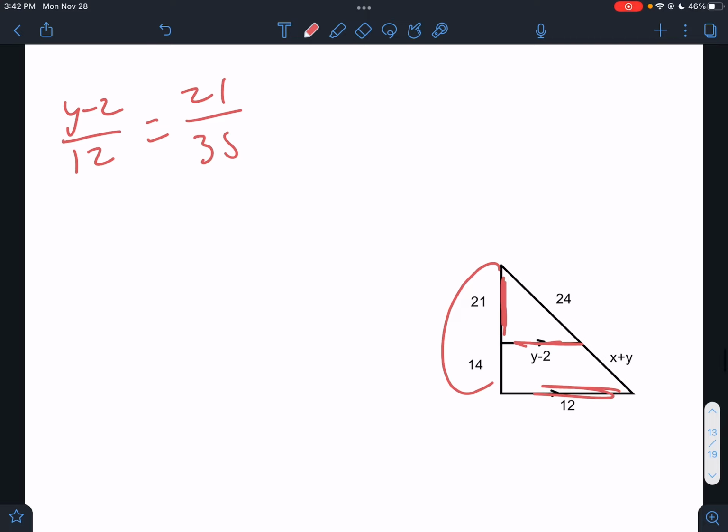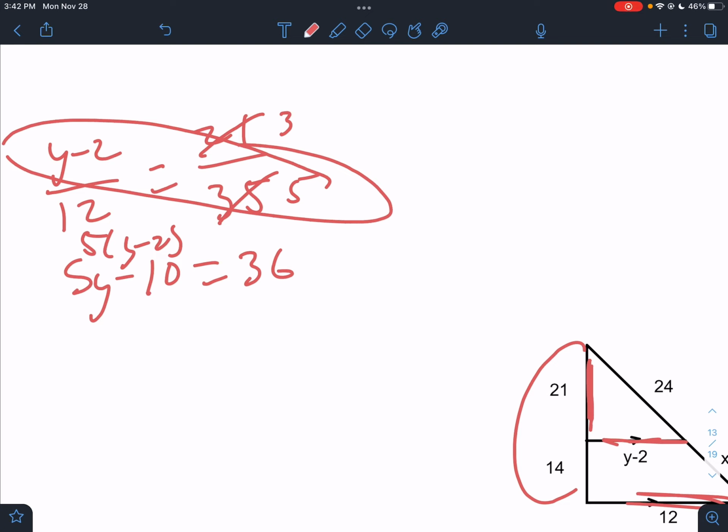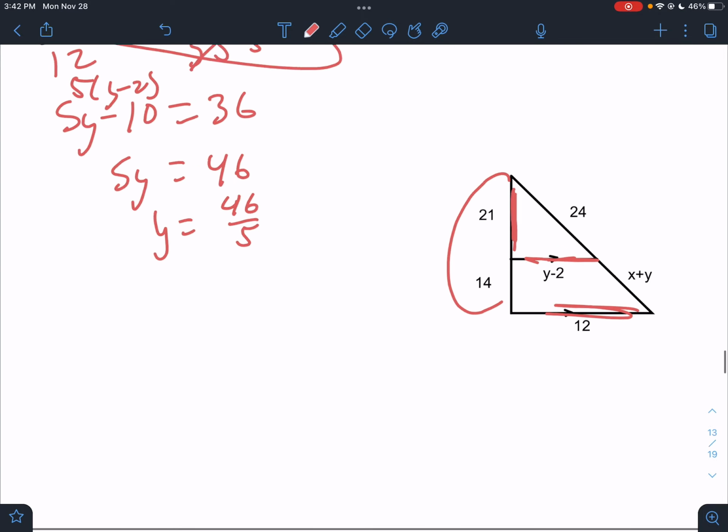So I'm going to solve this. 21 over 35 is 3/5. Cross multiply, we get 5y minus 10 equals 36. And just so you know, I'm doing 5 times y minus 2 when I cross multiply here. Equals 12 times 3. So 5y equals 46. So y equals 46/5. Okay, got it.